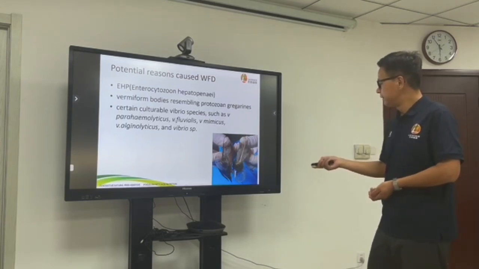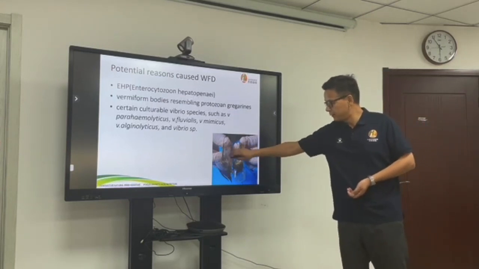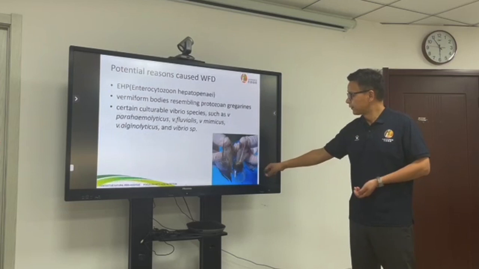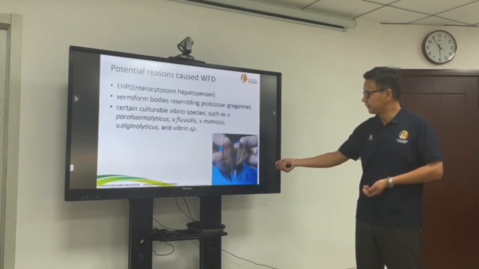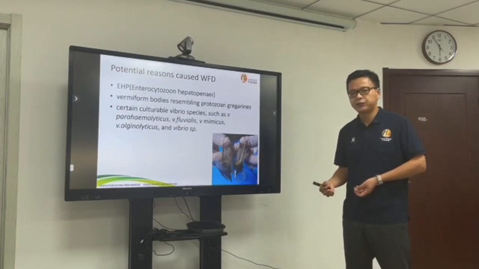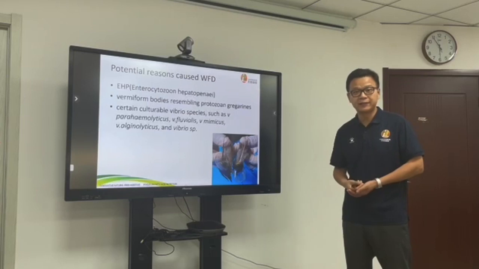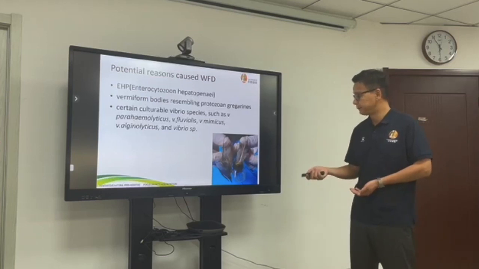Okay, so this photo is wet feces. This is a healthy one. This is wet feces. This is wet feces. Wet feces actually is sloughed cells from the hepatopancreas and the intestine, not real feces.